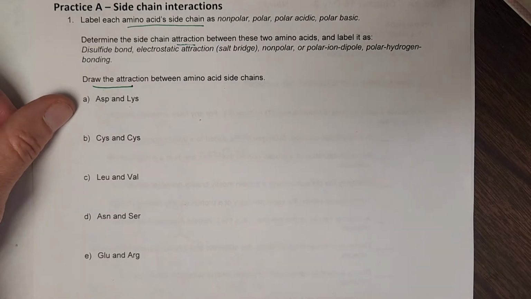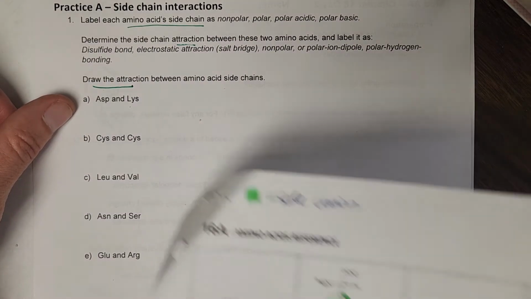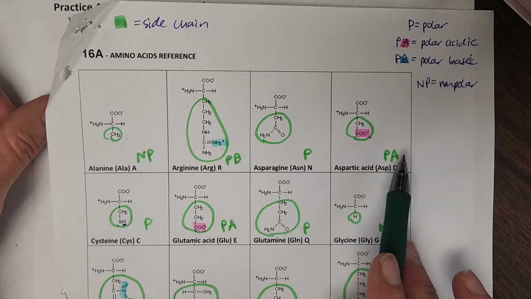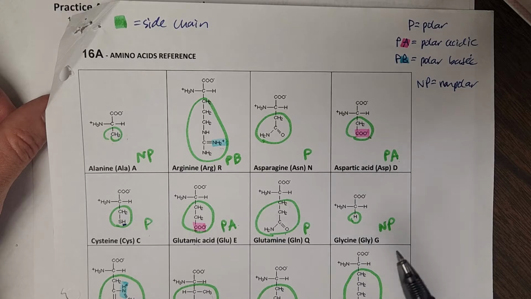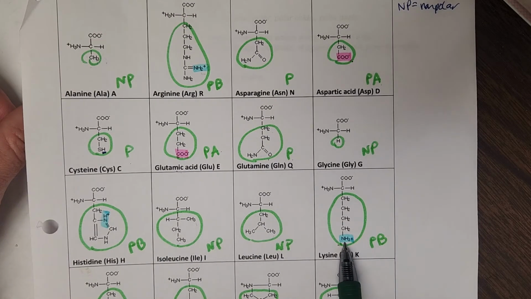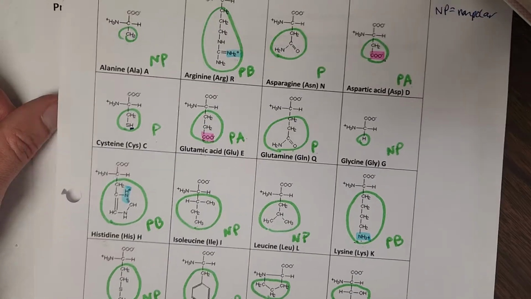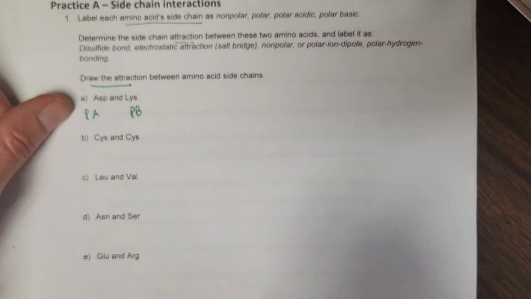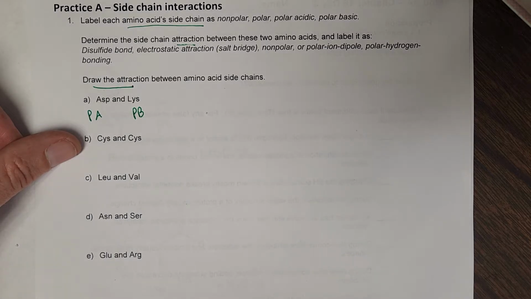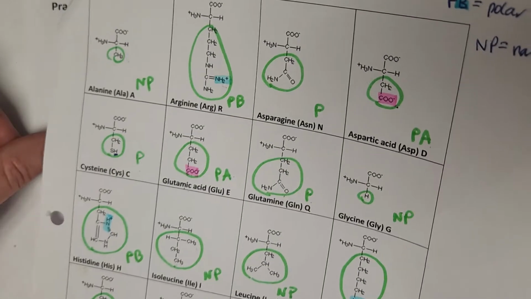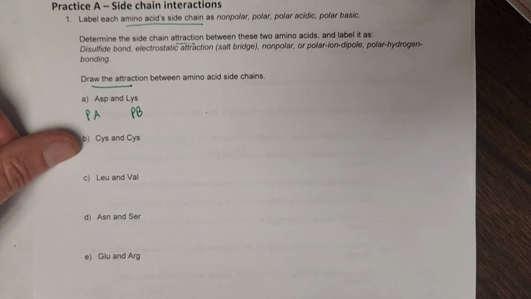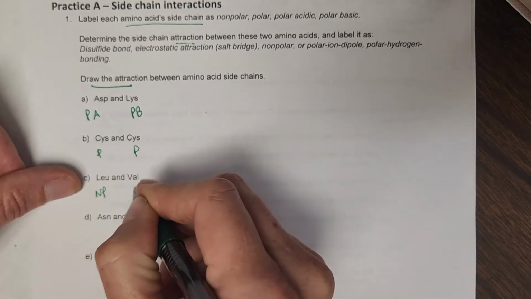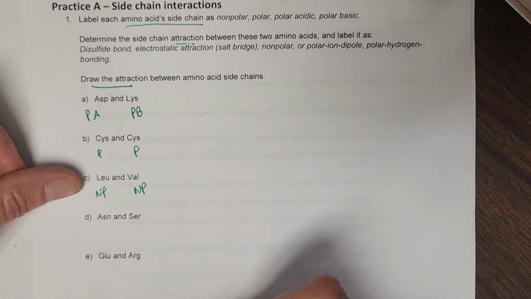So let's take a look at aspartic acid and lysine. So we're going to go here and find Asp, which is aspartic acid, polar acid, and then lysine, a little further down here, has that protonated amine, so that's polar basic. Okay, so this is polar acidic and polar basic. All right, so you can go through each of these different amino acid pairs and look for those polarities. Each cysteine is polar, leucine and valine are nonpolar, and you continue down.